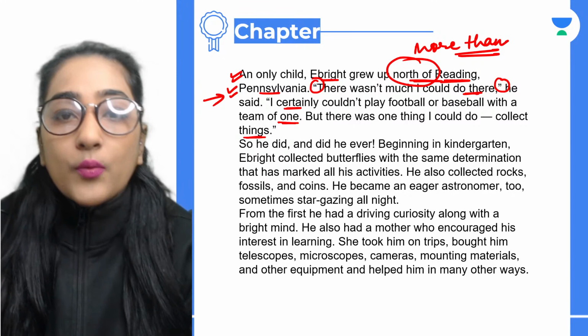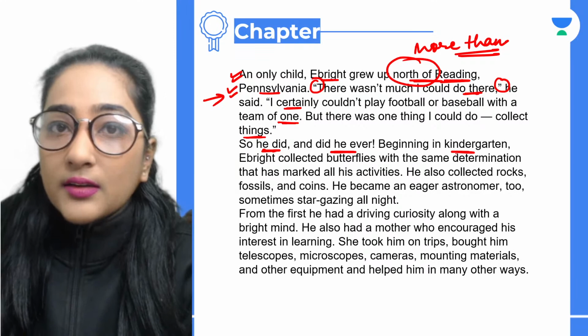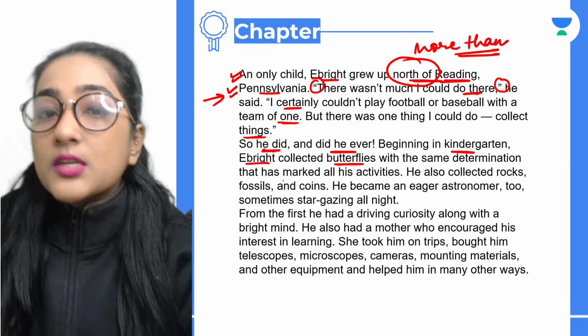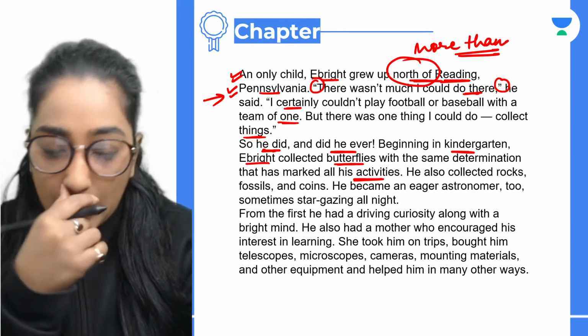Now we move ahead. So he started collecting things. And did he ever? That means that is what he continued doing. Beginning in kindergarten, that means from a very young age, Upright collected butterflies with the same determination that has marked all his activities. Now there was a very different kind of hobby that he developed. And what was that hobby, everybody?